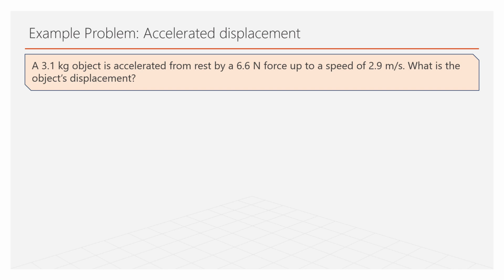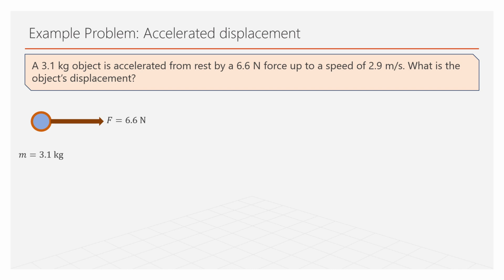Let's do an example problem of accelerated displacement. A 3.1 kilogram object is accelerated from rest by a 6.6 Newton force up to a speed of 2.9 meters per second. What is the object's displacement?